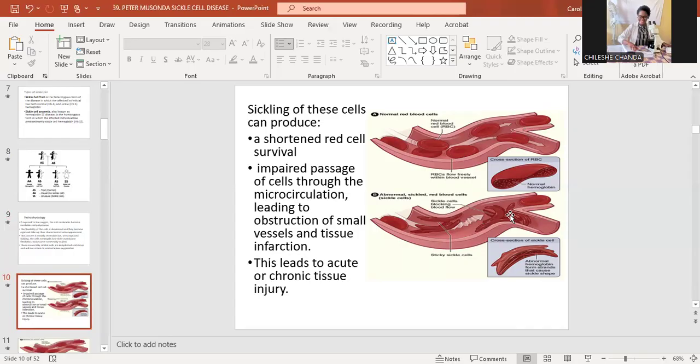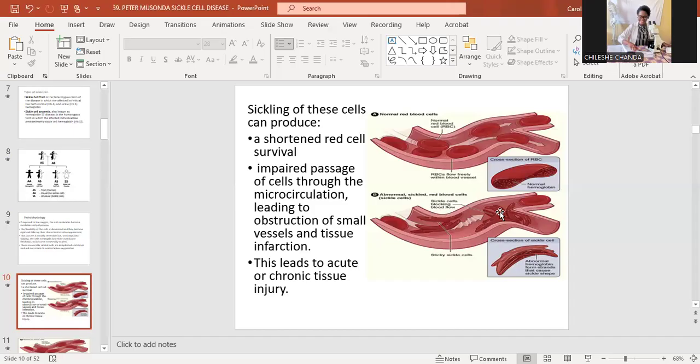The normal lifespan of a red blood cell is supposed to be about 120 days. However, in a patient who has sickle cell anemia and these cells are sickled, they're going to have a shortened lifespan. The second thing that will happen is that they're going to impair the passage of themselves, as the cells and other red blood cells, in very small blood vessels.